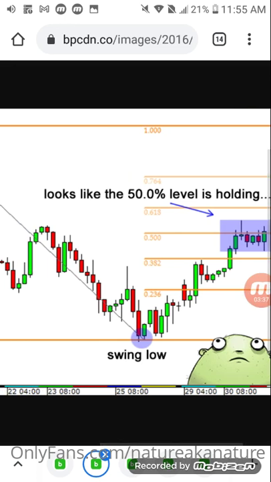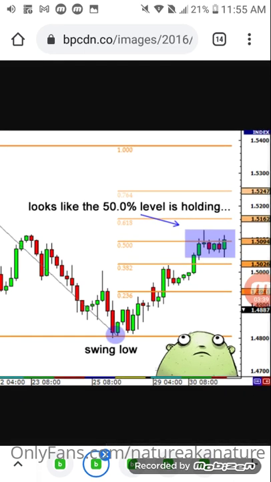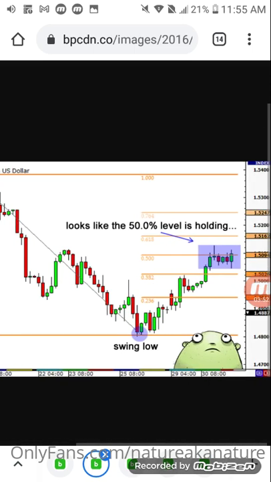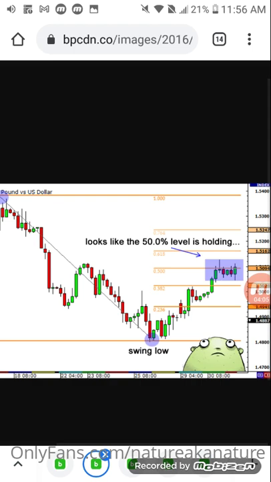The theory is that price will retrace to one of these previous Fibonacci levels, whether it be 23.6, 38.2, 50, 61.8, or 76.4, before heading back in the overall direction, which is a downtrend. So this is for a downtrend. The theory is that price will retrace back to one of these levels, whether the 50 or 61.8 level, before resuming in the overall direction.